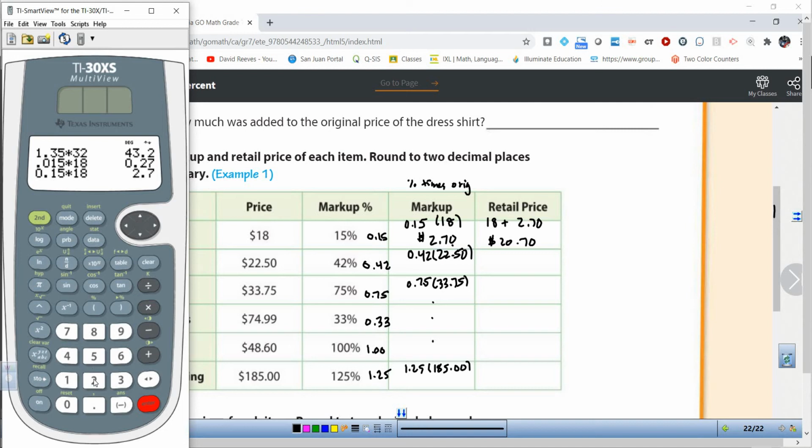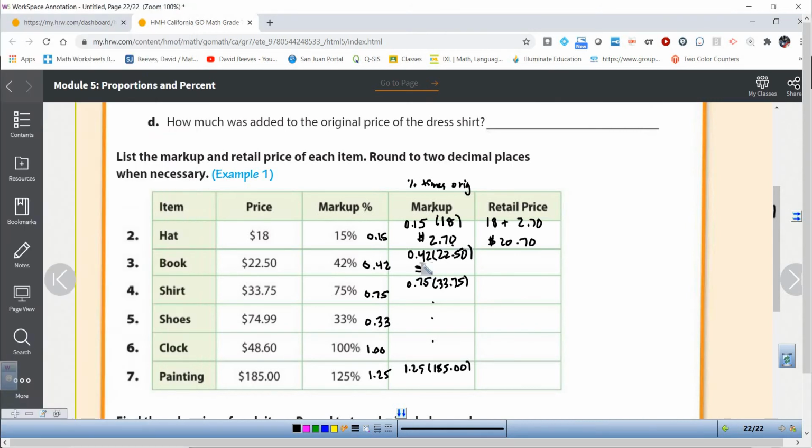Let me do just one more on here, right? See if I can do this one without making a mistake. 0.42, 42% of 22.50. I know 50% would be about half, so I know it needs to be less than $11, maybe around $9 or so. $9.45. Look at that. Okay.